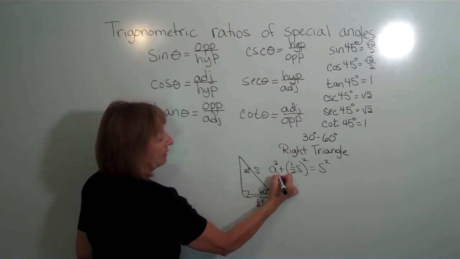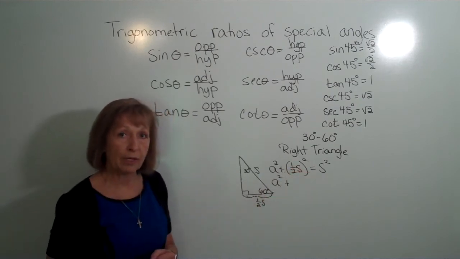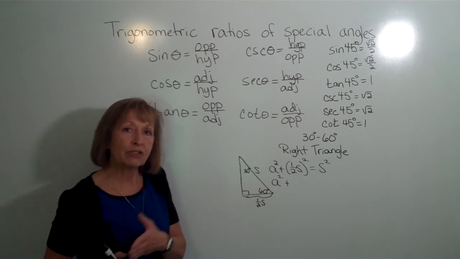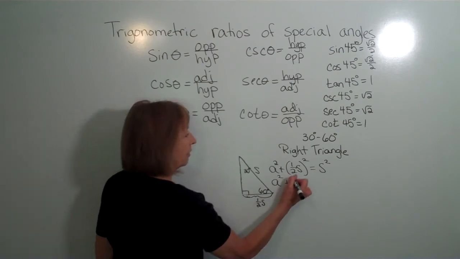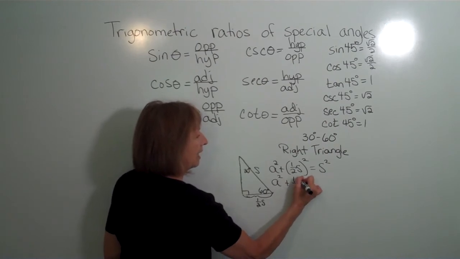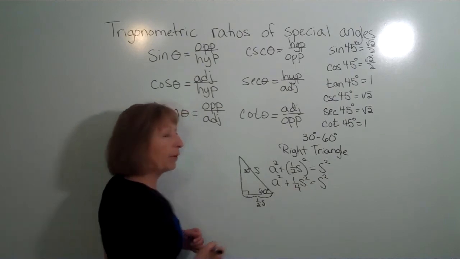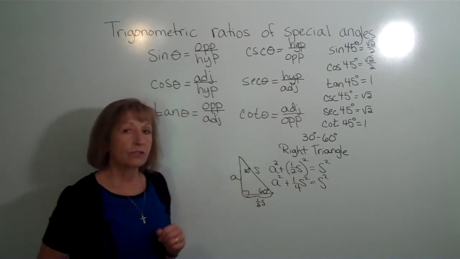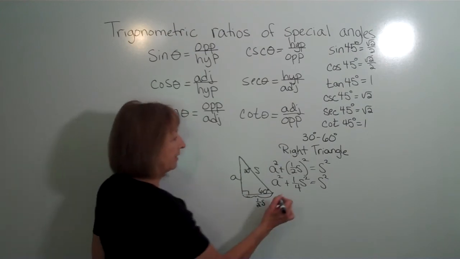That gives me A squared plus, this is 1/2 times S quantity squared. And when you have a multiplication in parentheses with a square on it, each factor gets squared. So 1/2 times 1/2 is 1/4. And S times S is S squared. Now I want to solve for A because that's the part that we don't know yet. So we are going to subtract 1/4 S squared from both sides.